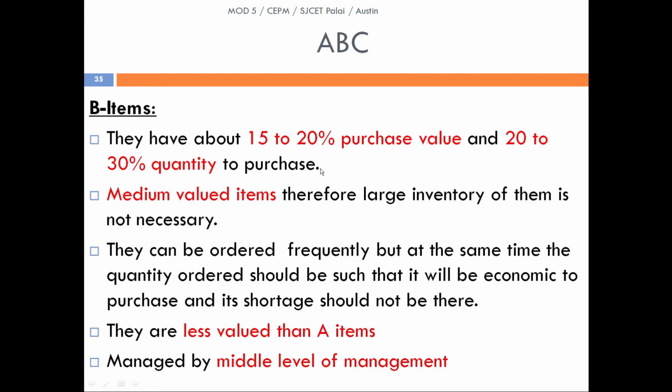In class B items, we could see that it lies in the middle between A and C. We could see that 15 to 20% of the usage value accounts for about 20 to 30% of the quantity. They are medium valued items, less valued than A, and handled by the middle level of management. So this may not be as critical as in the case of A items. They can be managed not by the top level of management, they can even be managed by the middle level of management.